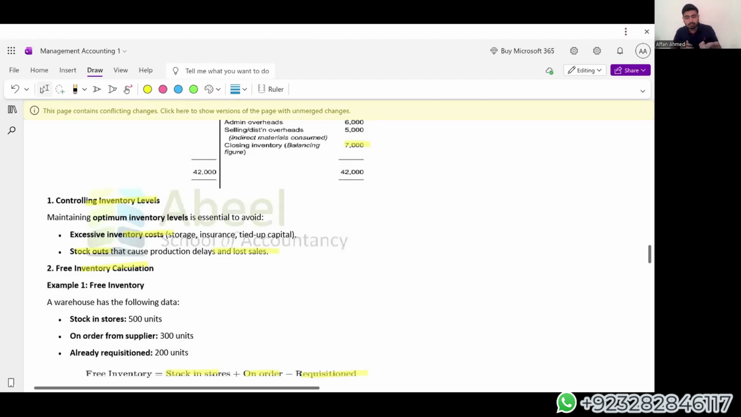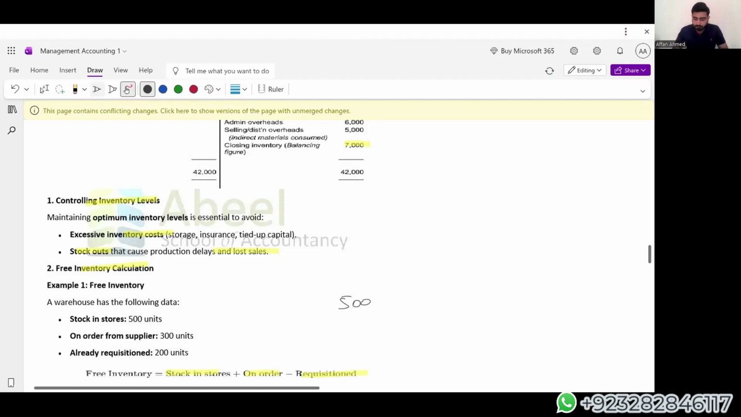Why are we calculating this? So that we know what is the inventory that is not utilized yet, so that we can first plan it and then order some extra inventory. So free inventory is stock in store plus on order minus requisition. Stock in store, as you can see here, is 500. That means the inventory that is already with us.